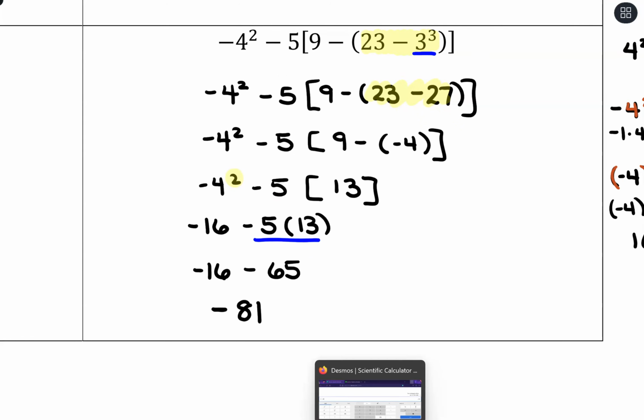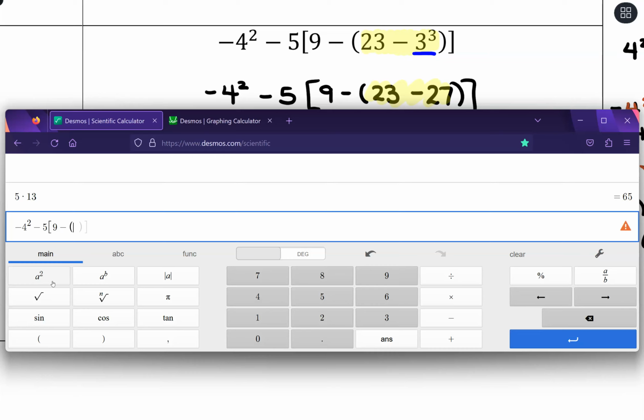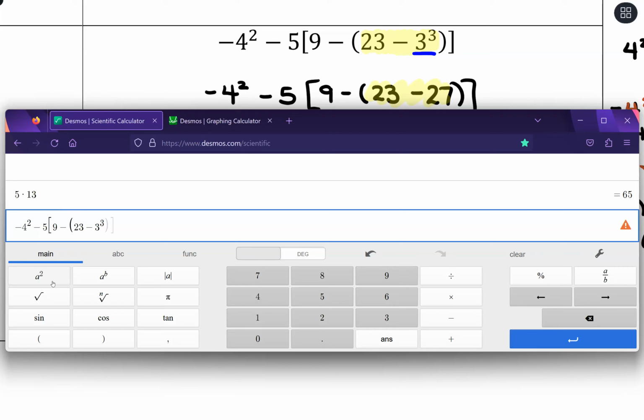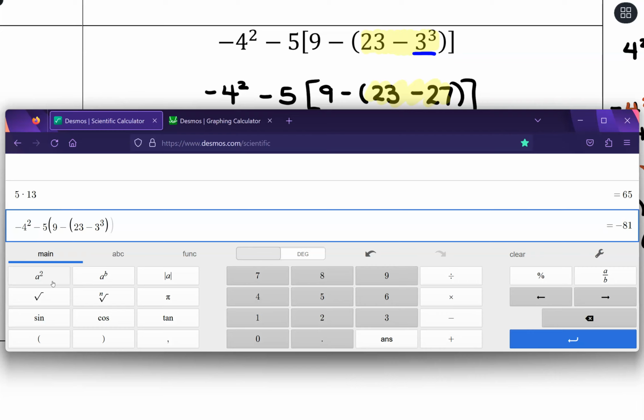And I'm going to be using the Desmos Scientific Calculator in this course. And what I like is that it'll type it up just as we have it written there. So like negative 4 squared minus 5, use those brackets, 9 minus, parentheses, 23 minus 3 cubed, close those parentheses, close those brackets, and actually it didn't like those brackets. So let's use just a second layer of parentheses there. There we go, and there we can see we got our negative 81. So following our order of operations, we can get to that same answer, and you can check it with the calculator.